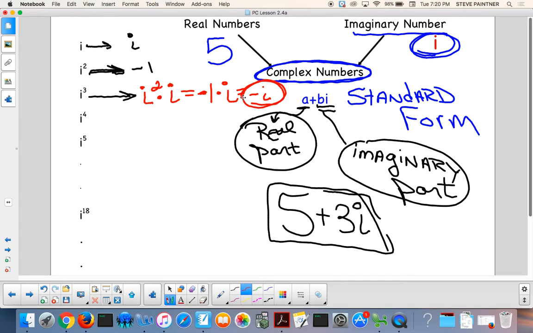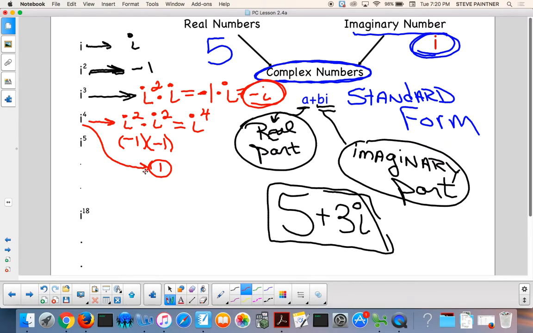Okay, i to the fourth. What's i to the fourth? Well, i to the fourth would be i squared times i squared. Okay, but what is i squared? i squared is -1. What's the other i squared? -1. So -1 times -1 is +1. So i to the fourth is 1.